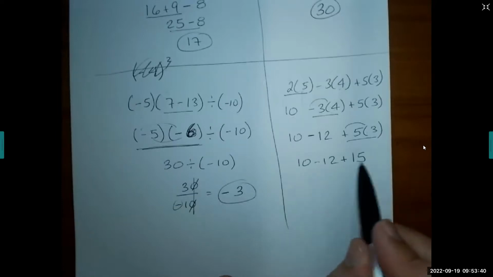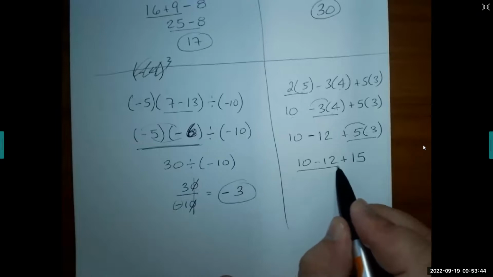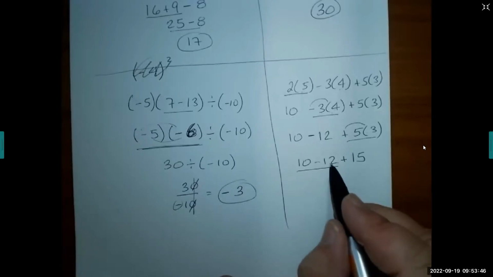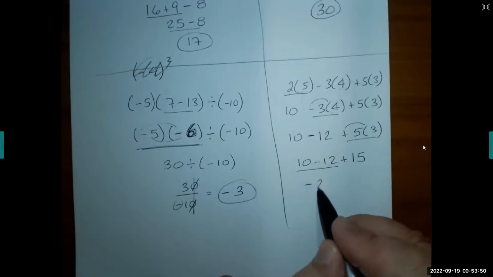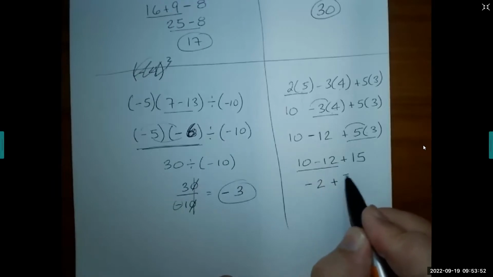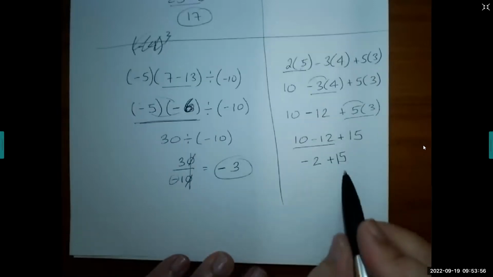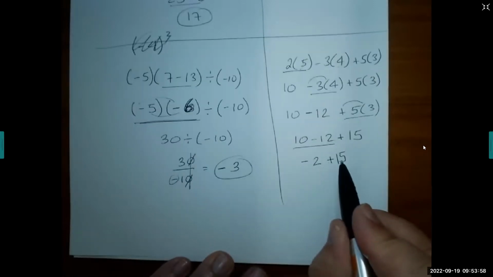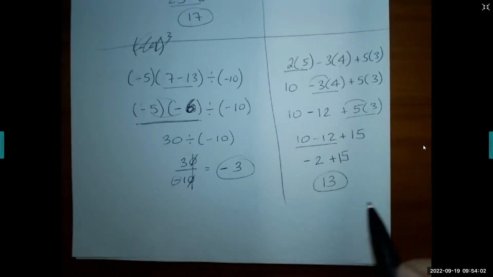No special ops, no multiplication division, so addition, subtraction. Positive 10 minus 12. 12 is bigger, so it's negative. 12 minus 10 is -2. Opposite signs, 15 is bigger, so the answer is positive. 15 minus 2 is 13.